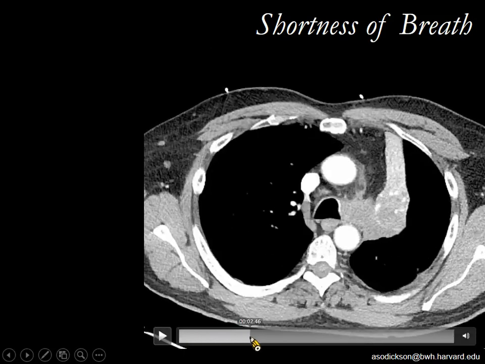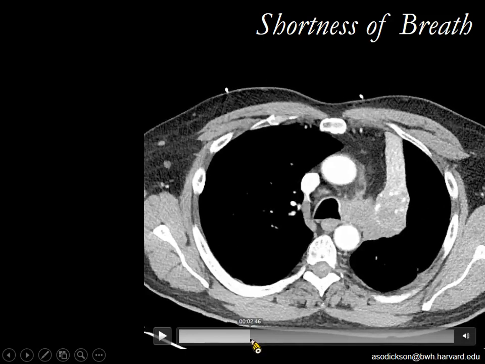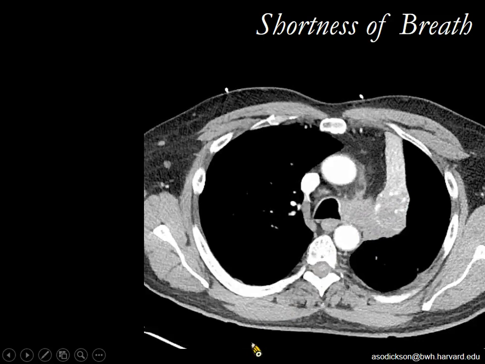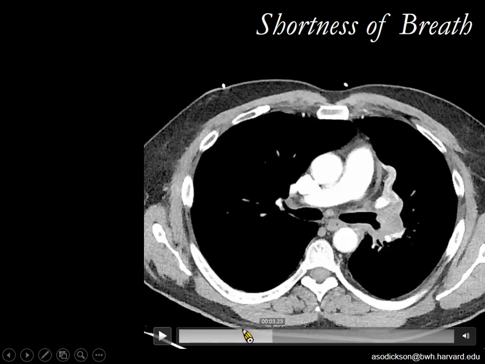I have here as well the axial image. Again, you can see the enhancing parenchyma here. And as we come a little bit lower, you can see this difference in enhancement. This is all tumor right here, with again obstruction here of the left upper lobe bronchus.